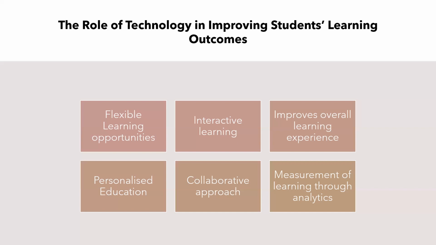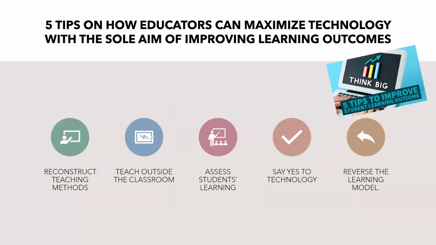It also has to be interactive. Learning has to be interactive. While you're learning right now, you're interacting with me in a way, because you're typing in the chat box the questions you have, and I get the feedback in real time. And then it has to improve the overall learning experience. And then personalized education. It should be personal, based on the needs of the learner. It should also be a collaborative approach, and there should be measurement of learning through analytics. This is what I call data tracking. You should be able to track how well your learners are learning, because data is key.